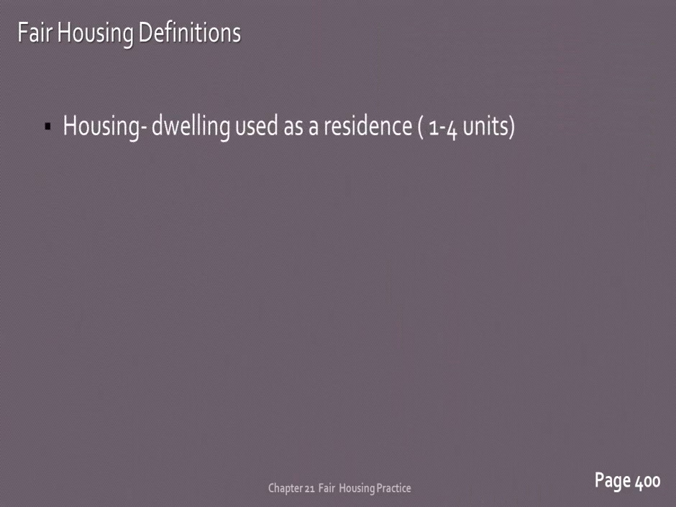Fair housing definitions. These fair housing laws apply to residences of 1 to 4 units, residential units 1 to 4 units, except the Civil Rights Act of 1866. That applies to all properties.